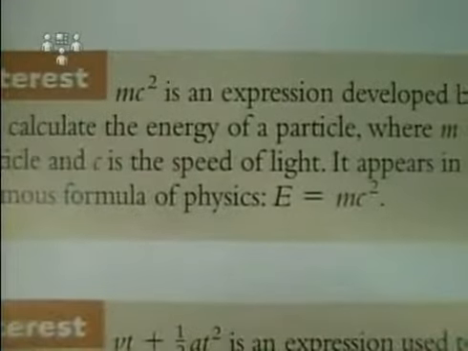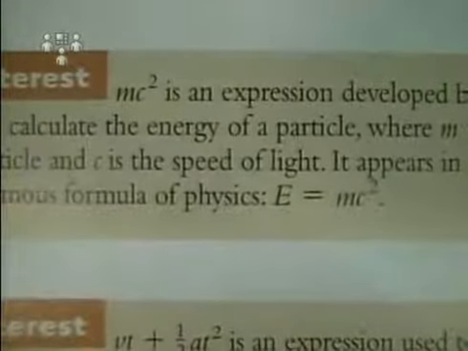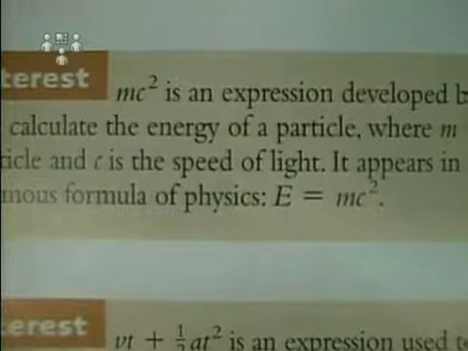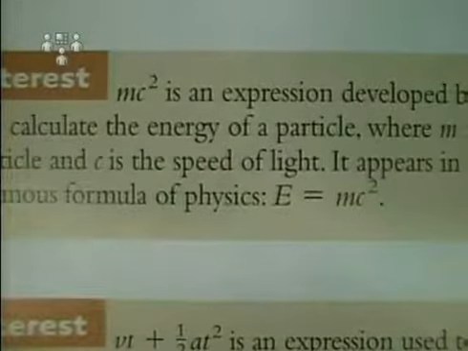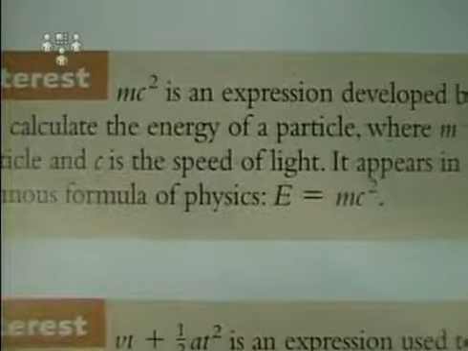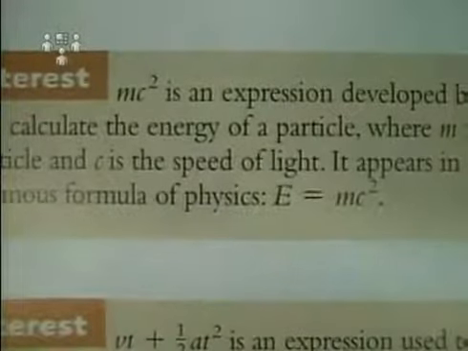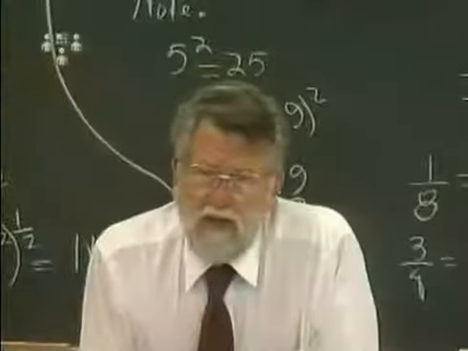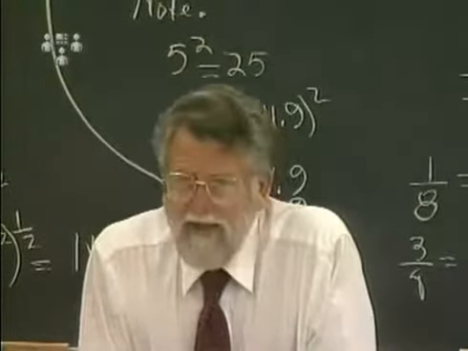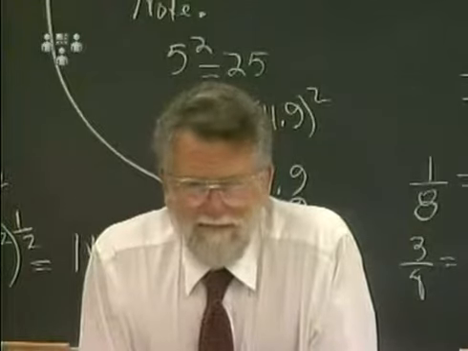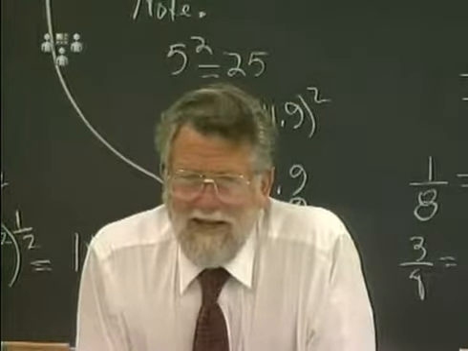This is probably one of the most famous equations in physics in the history of mankind. It's Einstein's statement that the energy is equal to mc squared. And m is the mass. Does anybody know what c stands for? If you read there, it tells you the speed of light.